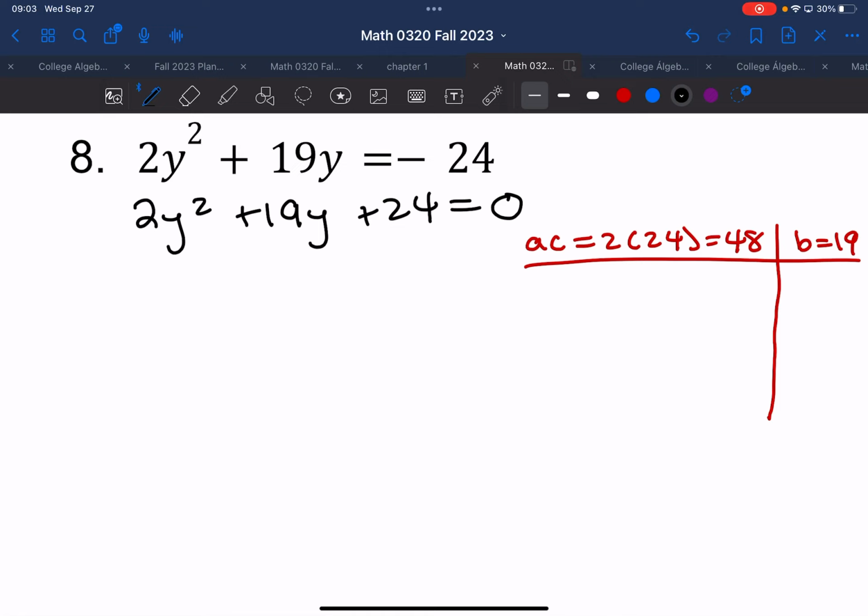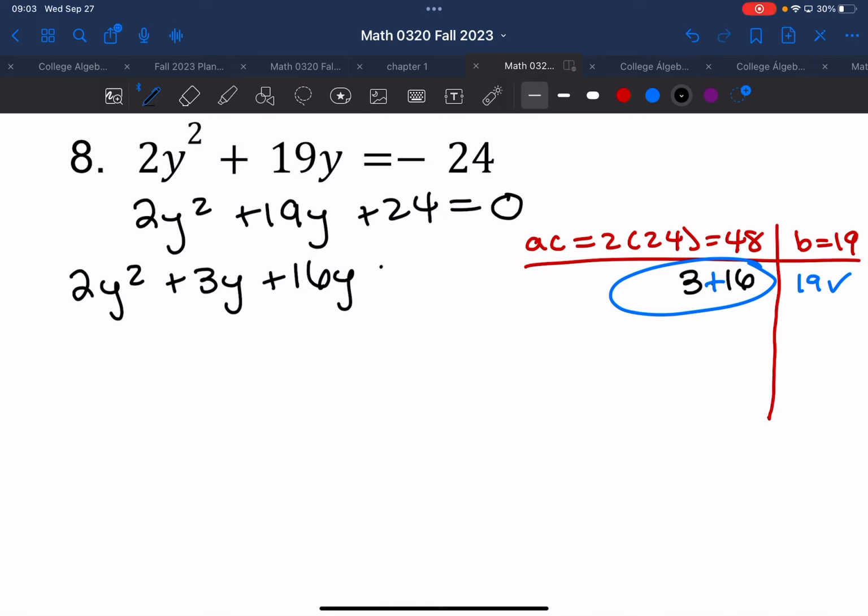Any guesses on that? 3 and 16? Good, and both positive. So 3 times 16, because 3 times 16 gives us a positive 48. And if we were to add that, 3 plus 16 gives us that positive 19. So we have the terms 3 and 16. So expanding my problem, I now have 2y squared plus 3y plus 16y plus 24 equals 0.